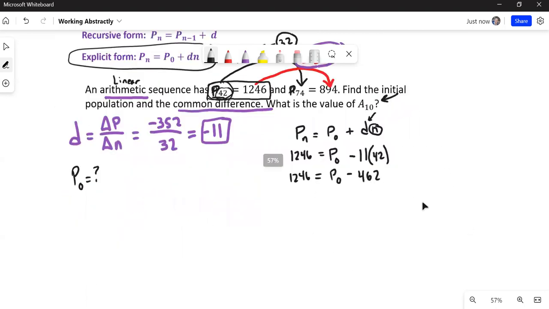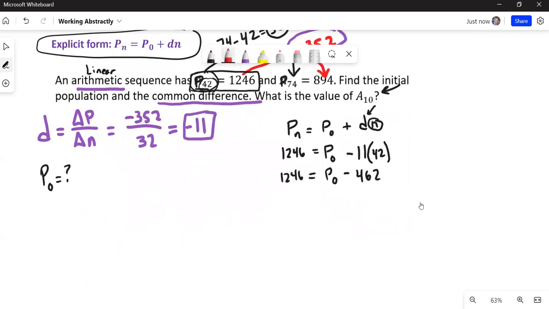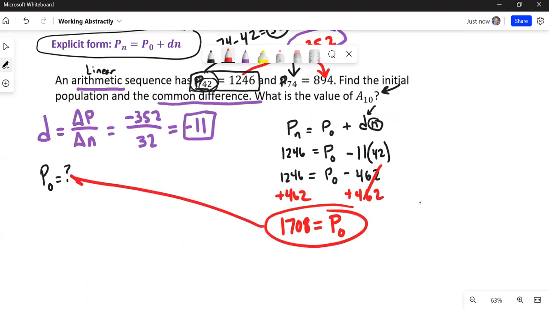So we're going to solve this with a little algebra, right? The inverse operation would be to add 462 to both sides of this. And so we have 1,246 plus 462 is 1,708. And what we find out is P naught equals 1,708. Great, that's been solved. So now we're ready to write our explicit formula.